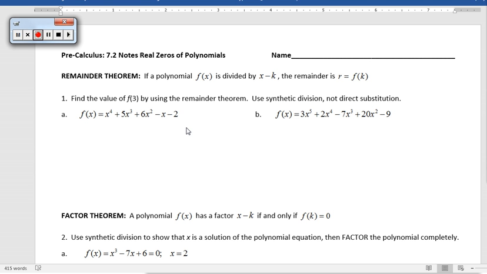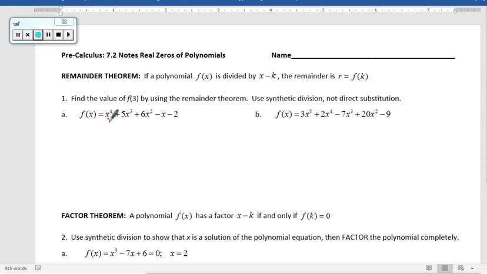Okay, today we're going to be working on lesson 7.2, Real Zeros of Polynomials. We have a couple of theorems that we're going to be working with. The first one is the remainder theorem, and basically what that says is, if you want to evaluate a function at a certain value, meaning just plug it in for x, it's the same as the remainder if you use synthetic division.